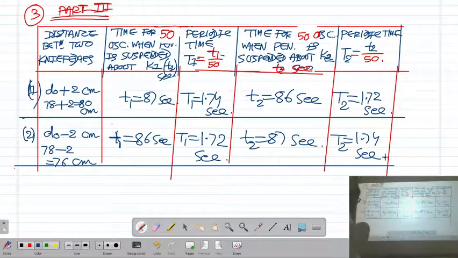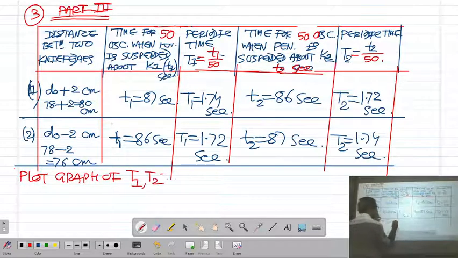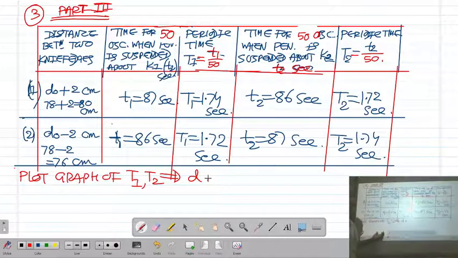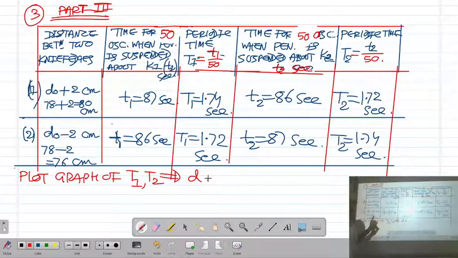So in the third part, plot the graph of T1, T2 against distance. Again, same thing which we have done in the first part. Do the same thing in the third part. Plot the graph of periodic time T1, T2 for distance D between two lines. This is 80 and 76.